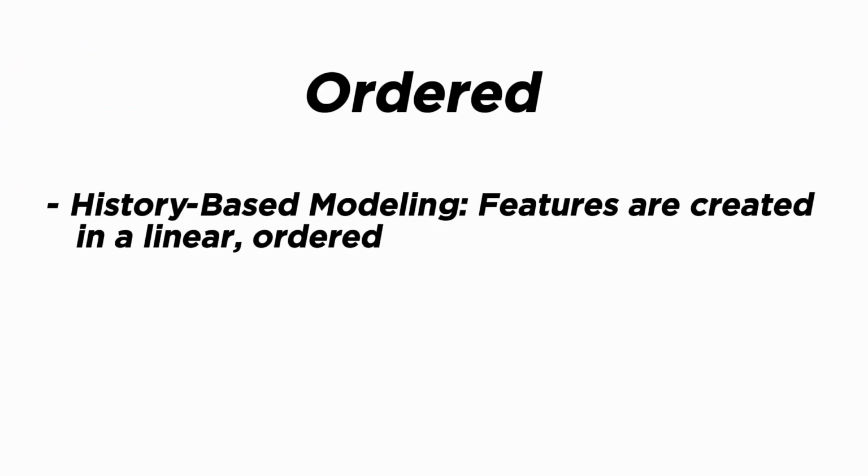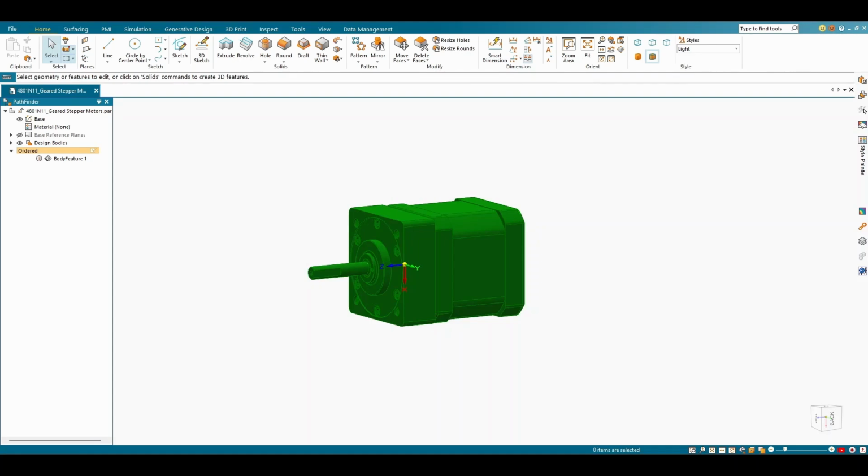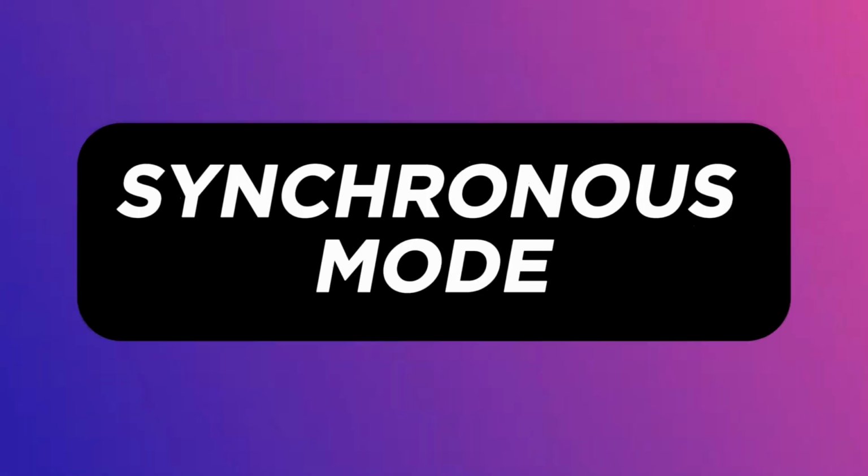An ordered model feature is history-based. This feature is driven by sketches and can be edited by returning to any step used in the feature creation process. This allows for detailed and more complex designs. Let's look at two examples of both models.